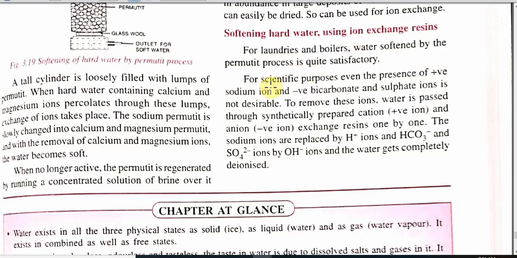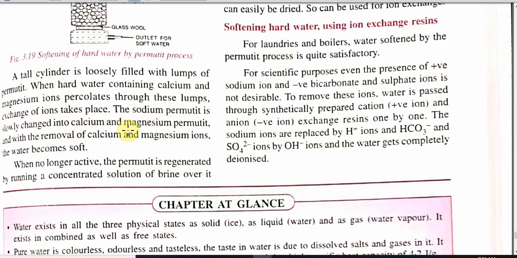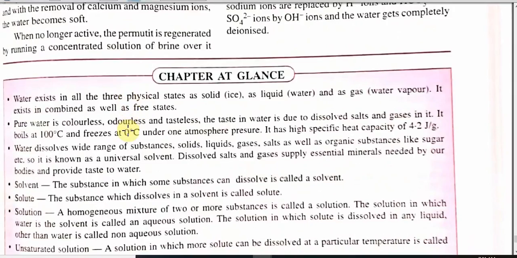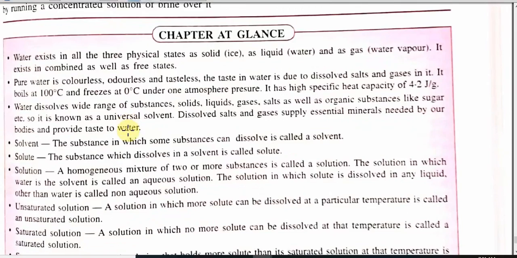For scientific purposes, even the presence of positive sodium ion and negative bicarbonate and sulfate ions is not desirable. To remove these ions, water is passed through synthetically prepared cation and anion exchange resins. The sodium ion is replaced by hydrogen ion, and bicarbonates and sulfates are replaced by hydroxide ion, and water gets completely deionized. So students, the hard water and soft water chapter is over.